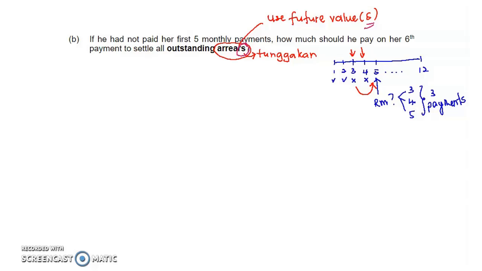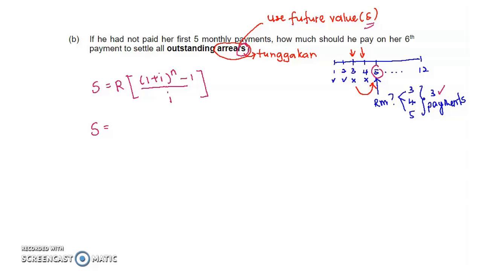Look at what formula S is. S equals R multiplied by 1 plus I to the power of n, minus 1, divided by I. Substitute the values. S is the amount that you need to pay on the 5th month. On the 5th month, you want to settle 3 monthly payments. So how much should you pay on the 5th month?